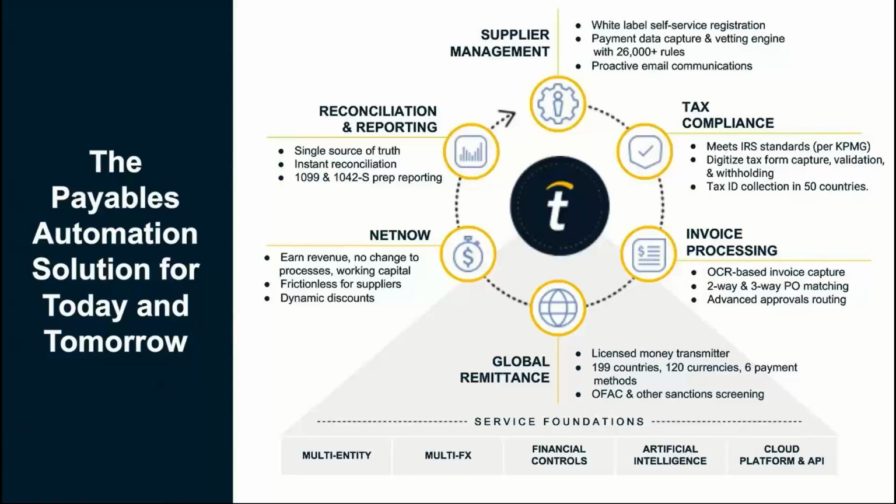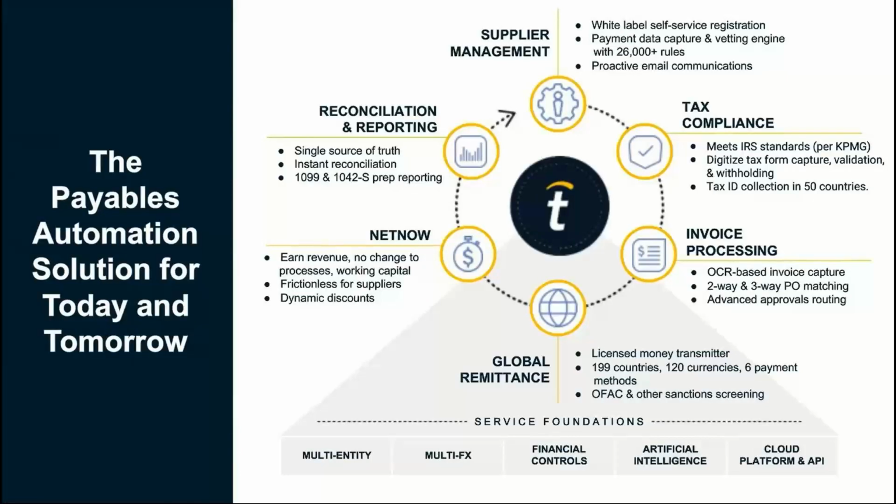And as I stated earlier, we have a KPMG approved tax compliance engine that identifies and collects the tax documents such as the W-9s and W-8s, generates the 1099s and 1042-S tax prep reports, and also calculates the necessary year-end withholdings. The solution includes invoice processing with OCR technology and machine learning to ensure touchless or straight-through invoice processing, along with advanced approvals. We have 2- and 3-way PO matching for PO-backed invoices.